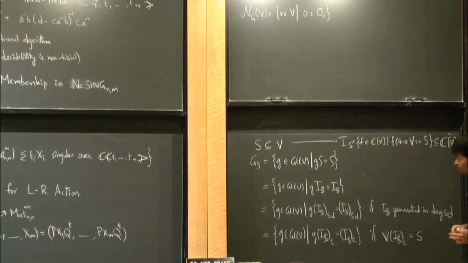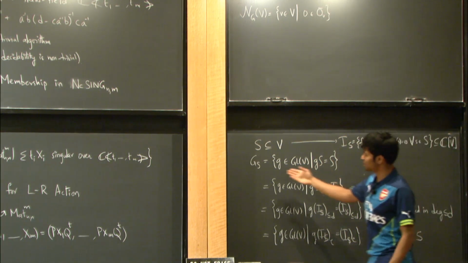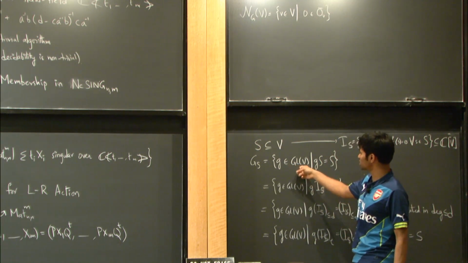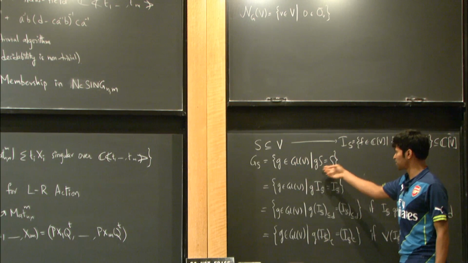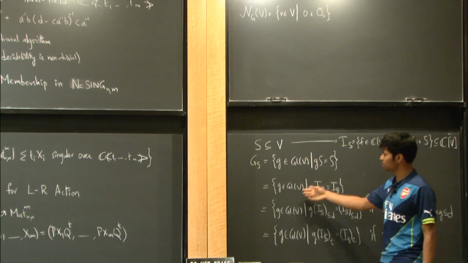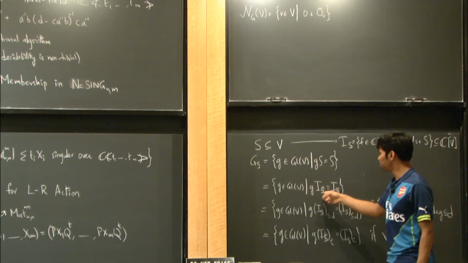Okay? So what I'm going to tell you now is the group of symmetries is going to be all those linear transformations in GLV that preserve the subset, which is the same thing as all the linear transformations that preserve this ideal.